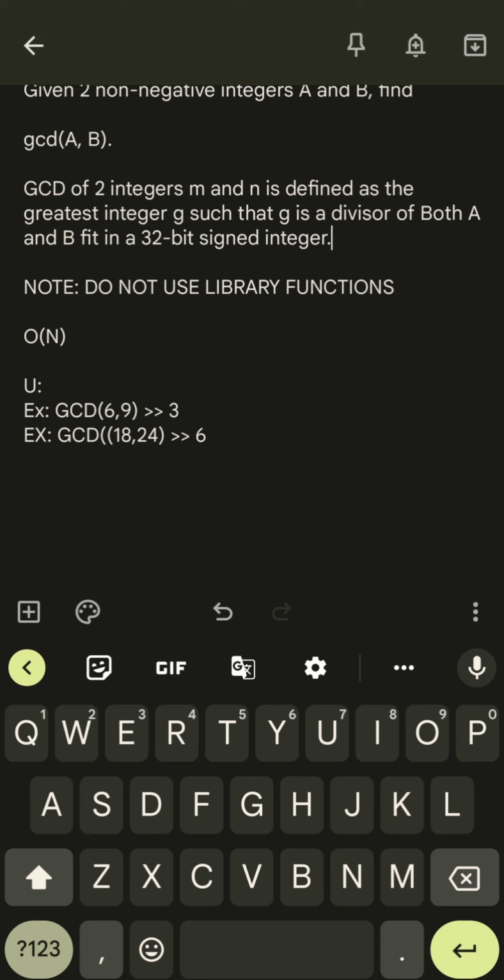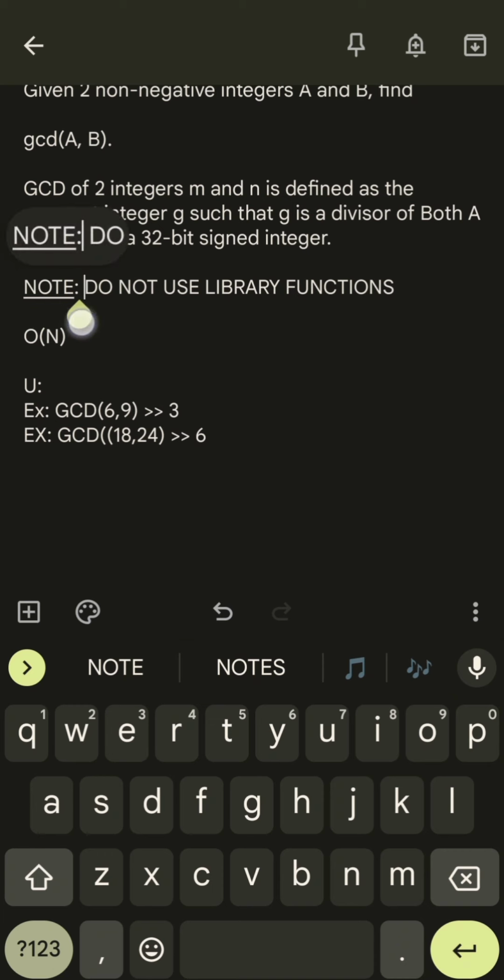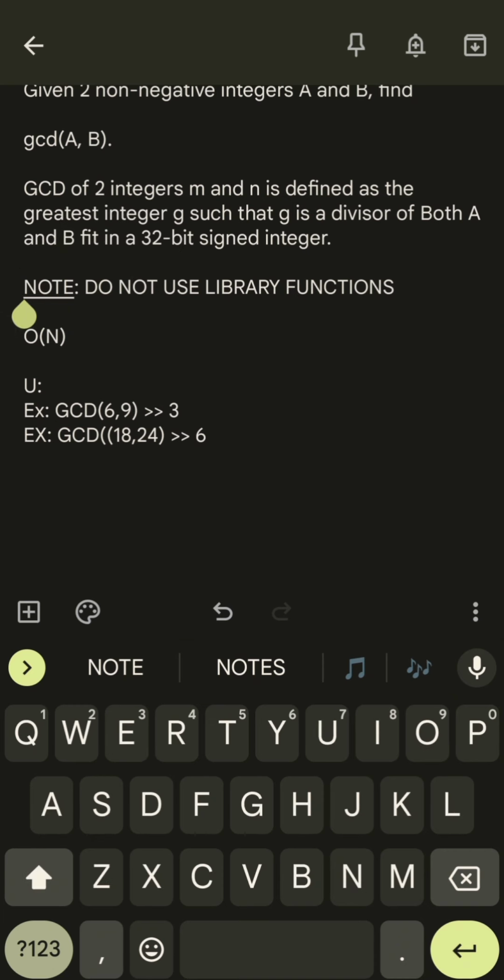To start off, I have a solution that is O(n) time complexity and O(n) space. So the bigger the numbers that we plug in, the longer it's going to take for this solution. Let's go through the understanding.